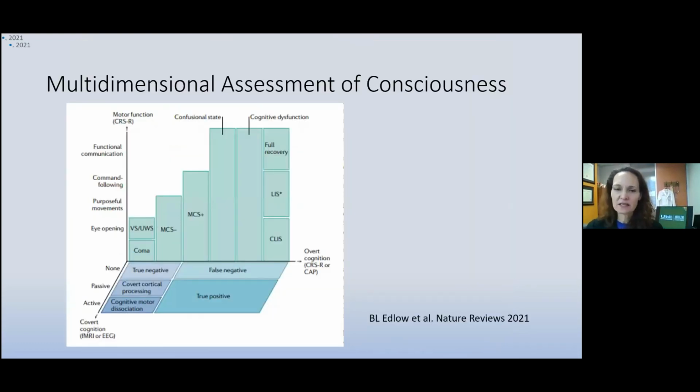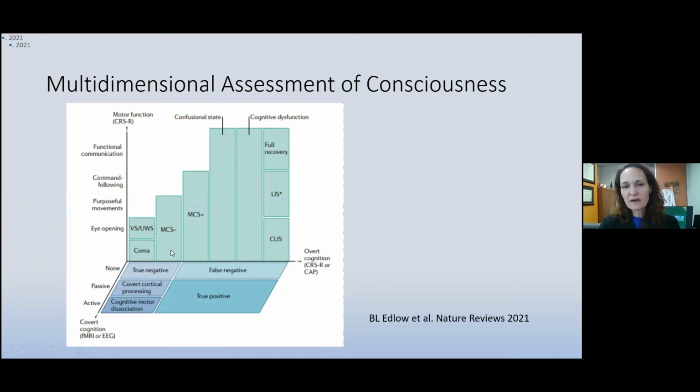And the idea behind this type of research on recovery of consciousness is that you can use multidimensional assessments of consciousness to identify people who have a disconnection between their motor behavior and their cognitive function. So that's your cognitive motor dissociation. On this little table, over here is motor function, and the Y and the X is cognitive function. So people who fully recover after their brain injury are up here in the right-hand corner, where they have full motor recovery and full cognitive function. People in coma are down here in the left-hand corner, right?